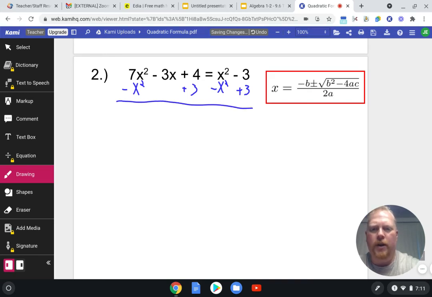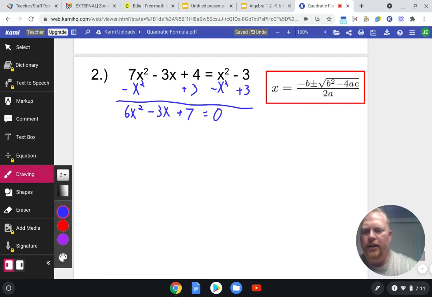So 7x squared minus x squared, that's going to be 6x squared. That minus 3x just comes on down. And 4 plus 3 is 7. Okay, there we go. So now this problem looks a little sketchy to me. So I'm going to see if this problem's even worth getting into. I'm going to use the discriminant and determine how many answers there are.